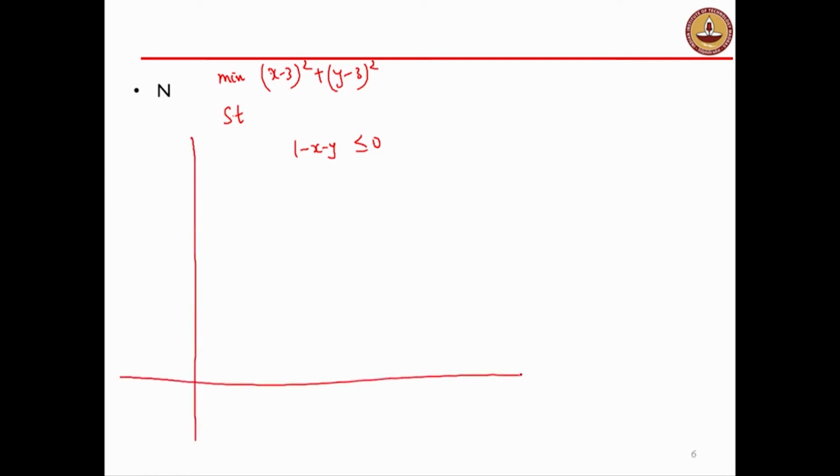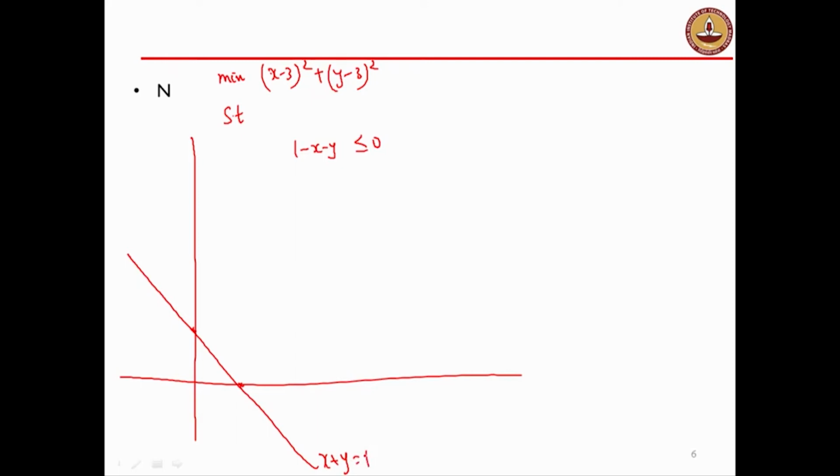It is very similar to the previous problem, except now, if you observe carefully, I have changed the sign of the inequality constraint. It is not x plus y less than or equal to 1, it is really x plus y greater than or equal to 1. So this is my line x plus y equal to 1, and my feasible region is not the space below the line, it is really the space above the line. So now what is my optimum point? I can be anywhere over here.